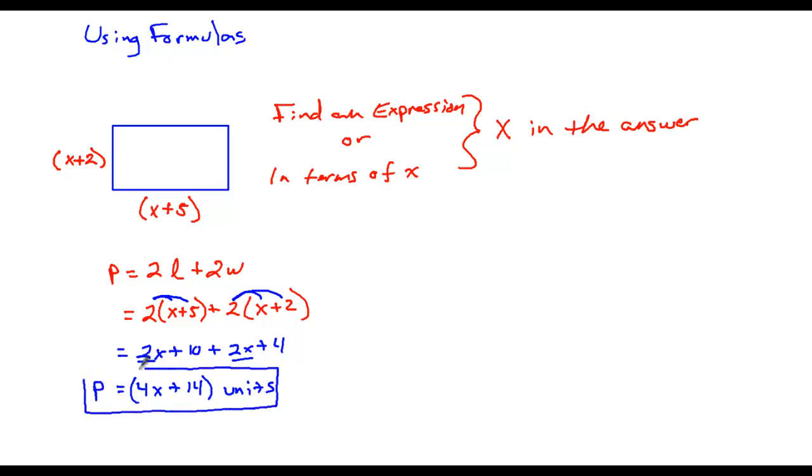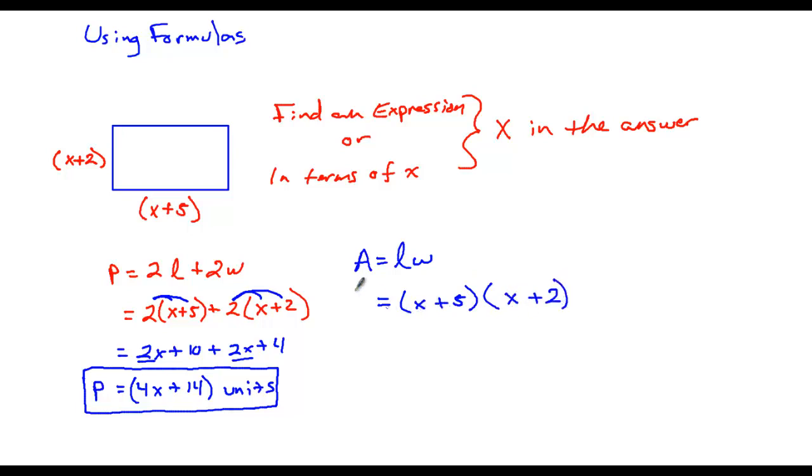And that's it. There's no value for x. We're not going to plug it in and find out that the perimeter is really 65 or anything like that. So let's go ahead and do the area. The area is the length times the width. Well, the length is x plus 5, and the width is x plus 2.